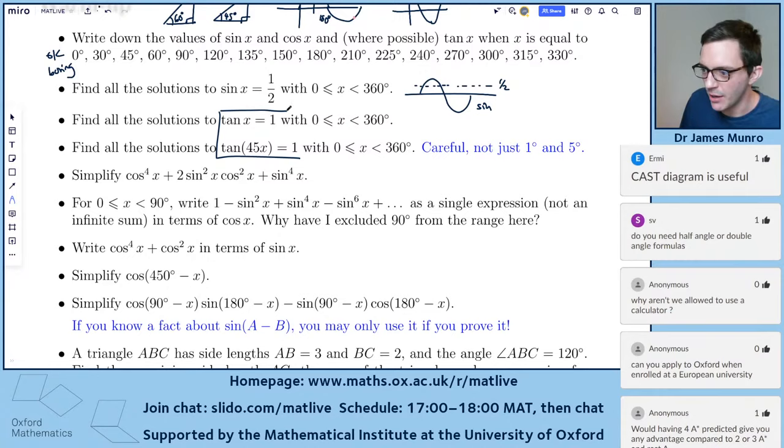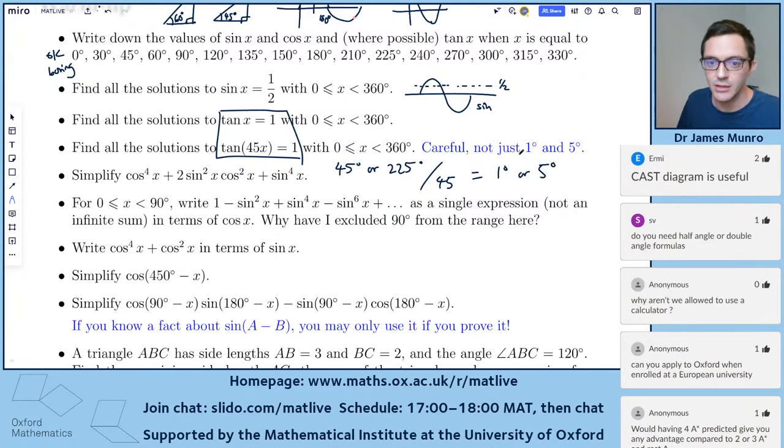But when you're solving something like this, tan 45x equals 1, it's really tempting to write something like, well, I want solutions inside this range. I want 45 degrees or 225 degrees inside this range. But that's 45x, so I should divide by 45 to get 1 degree or 5 degrees. It's really tempting to restrict the range too early and then do some maths on the function inside the brackets, and then actually you end up missing solutions because there are other numbers outside this range that, when you divide by 45, end up with a final answer for x inside this range.